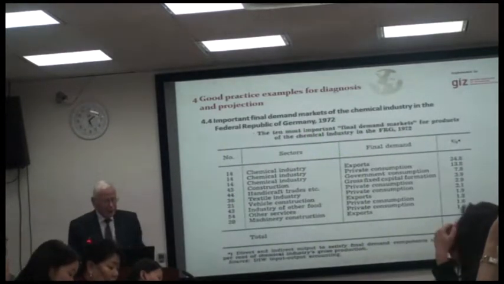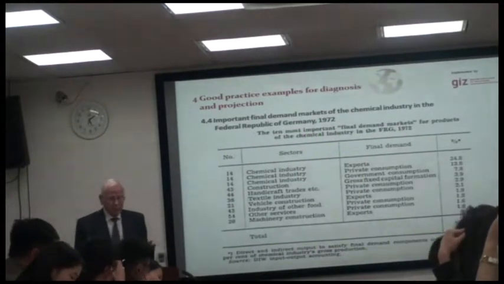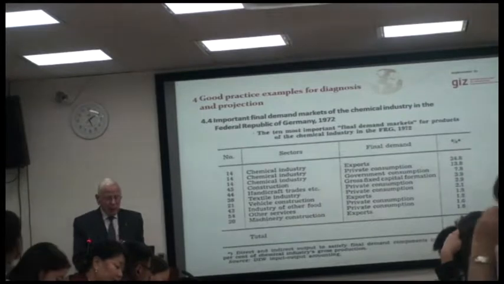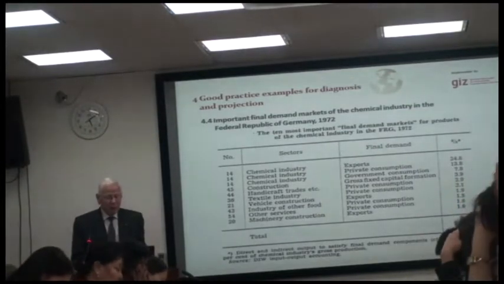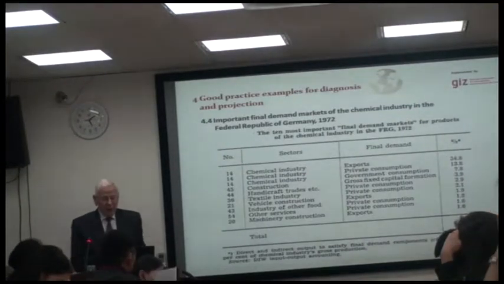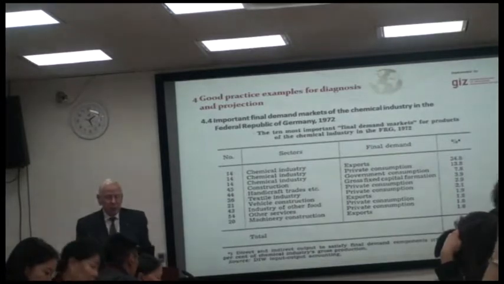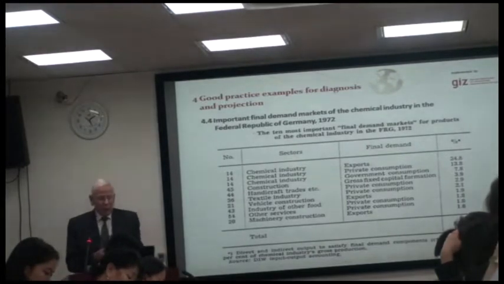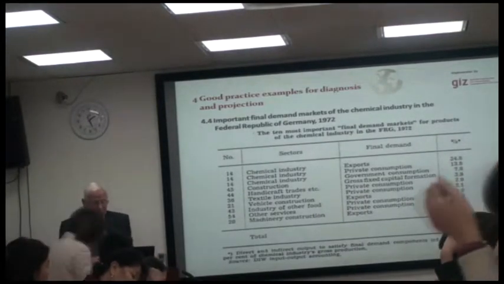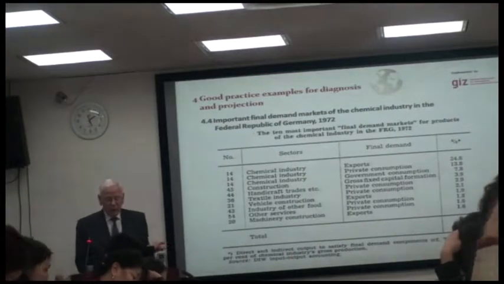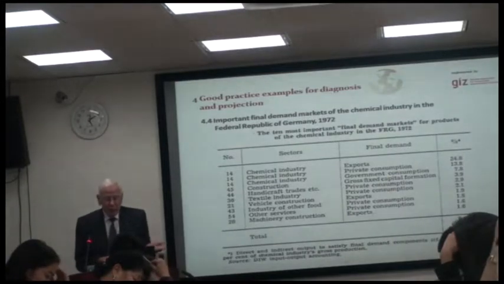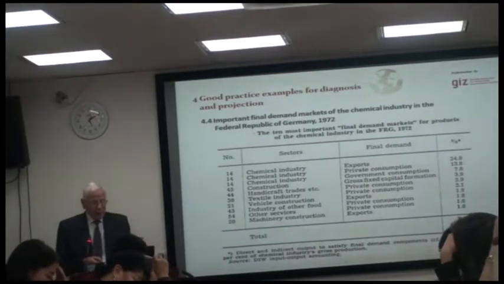I think two final examples. We have also made a specific study in Germany for our chemical association, and they wanted to know where the important final demand markets of the chemical industry are. And we identified the 10 most important final demand markets for products of the chemical industry. You see, the most important are the exports. About 30.4% of chemical industry output is exported, private consumption 13.8%, government consumption, and so on.